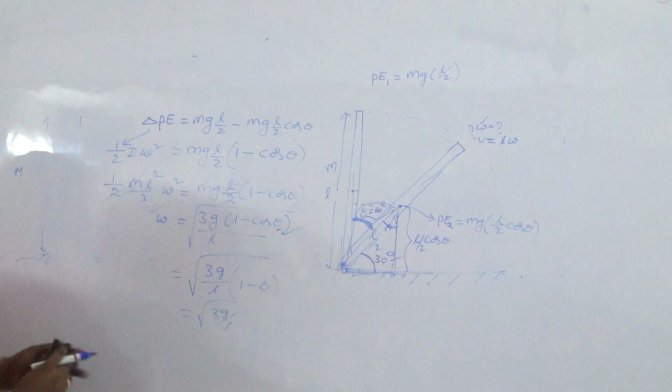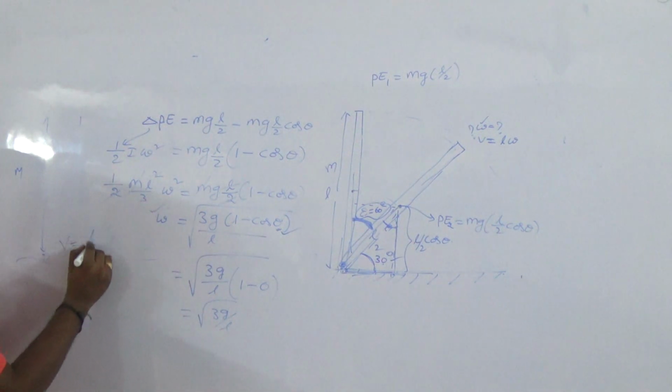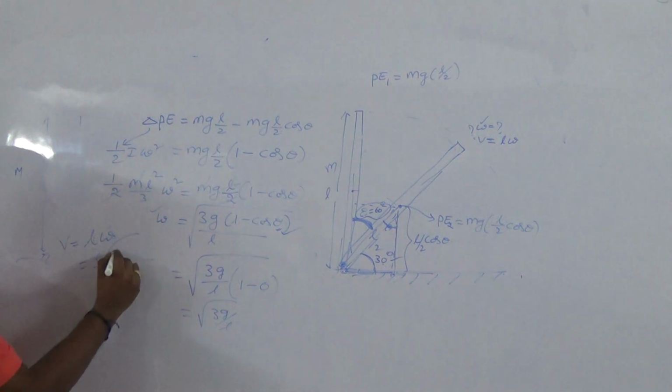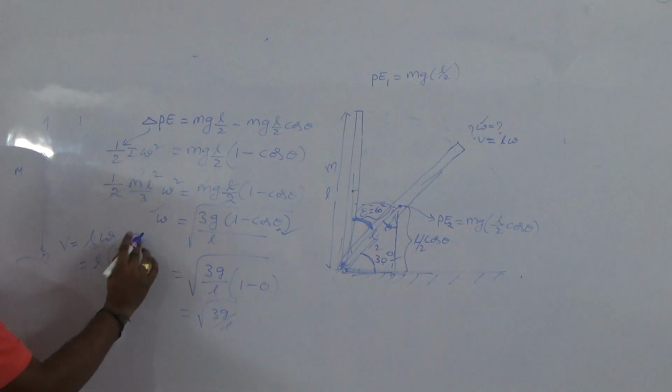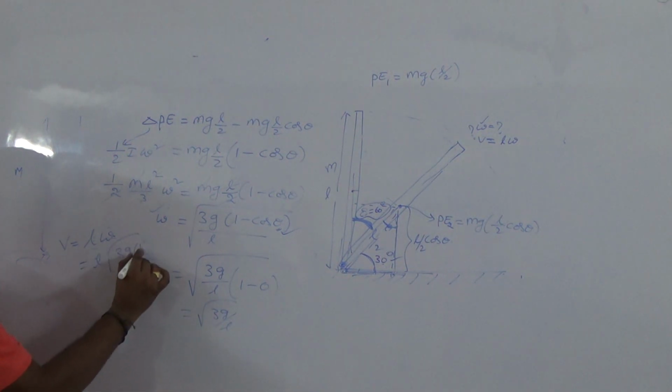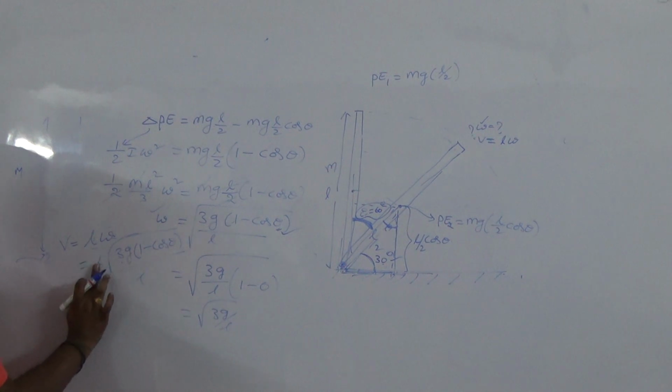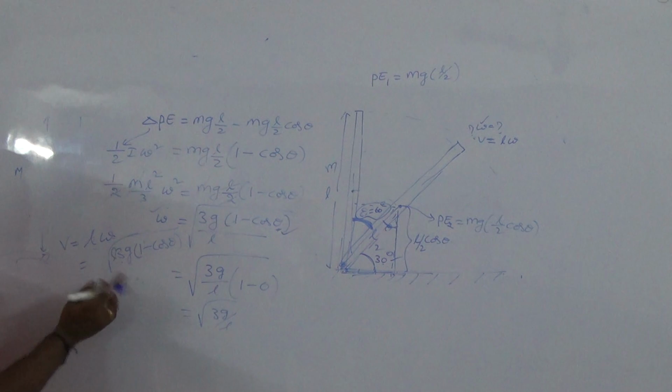Same again. What is the linear velocity? Here also v equals L omega. L into omega means L into under root of 3g of 1 minus cos theta by L. Taking L inside the root as L square, you get under root of 3Lg of 1 minus cos theta.